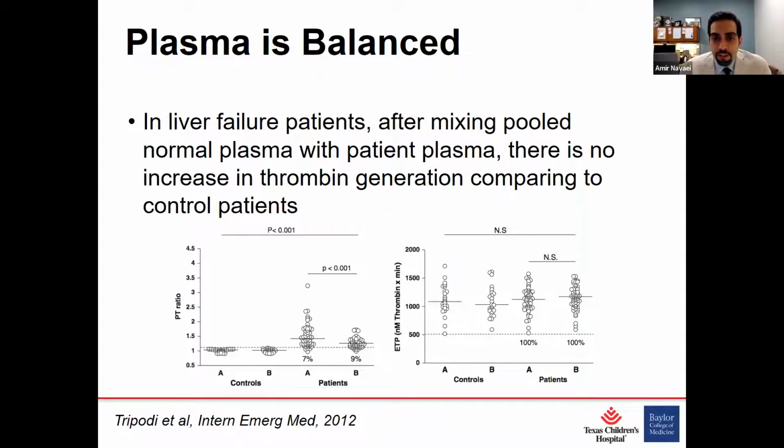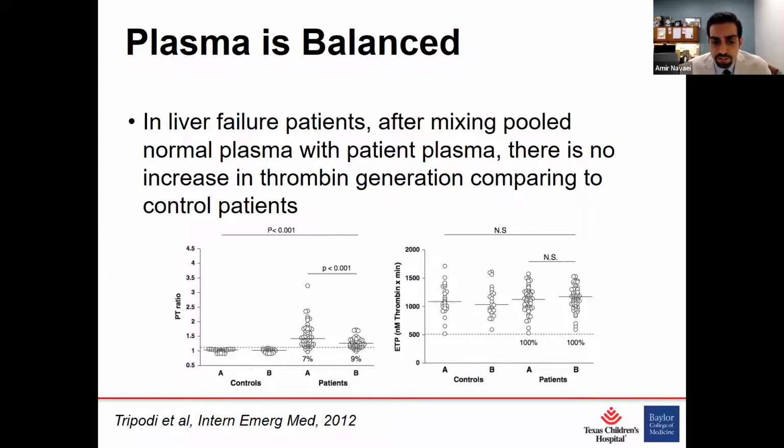One of the main blood products that we use for transfusion in liver failure patients is plasma. And always the concern is whether we are increasing the risk for thrombosis in these patients. As we discussed earlier, obviously high volume FFP may potentially increase the hypercoagulable state.